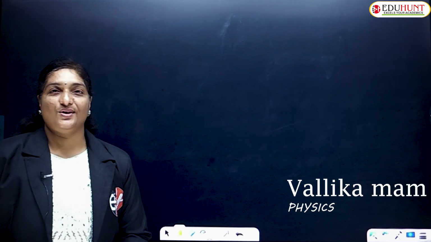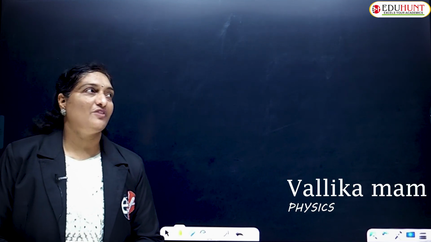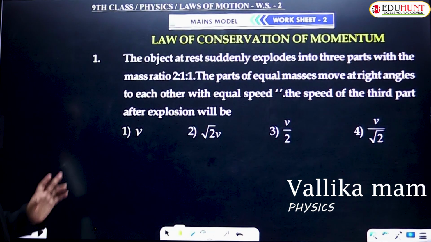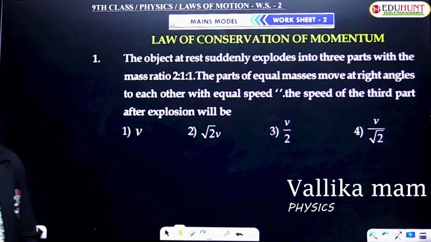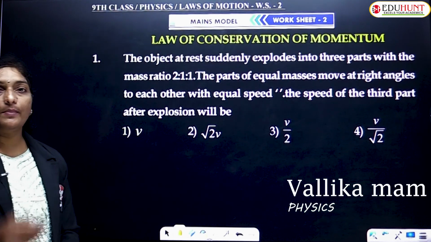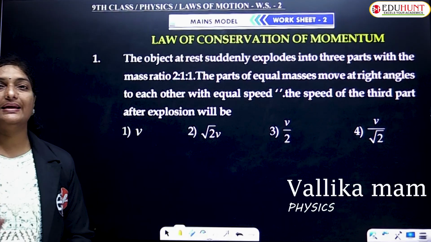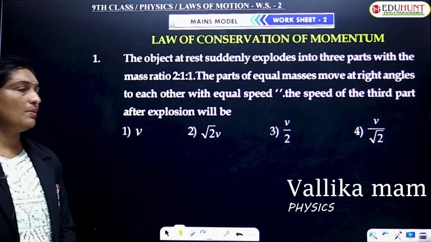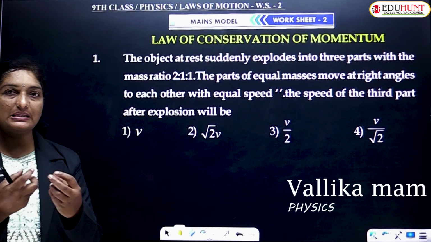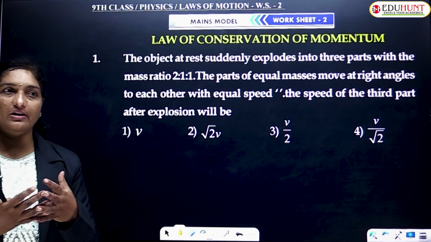So children, let us try to solve some interesting numericals from worksheet number 2 of Law of Conservation of Momentum. So here we go. Before starting, let us recall the conservation of momentum principle. What is that? The total momentum before collision must be equal to the total momentum after collision. That is before collision. If two marbles come in contact, we call it a collision.